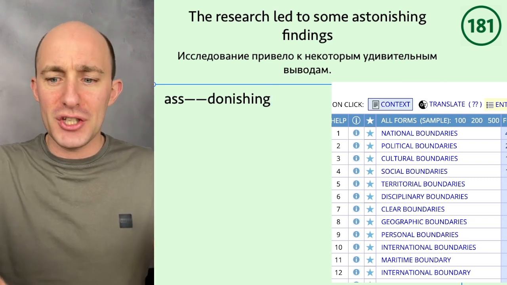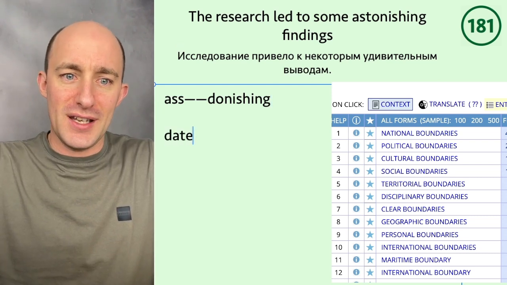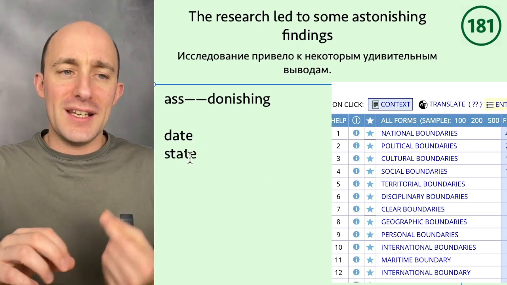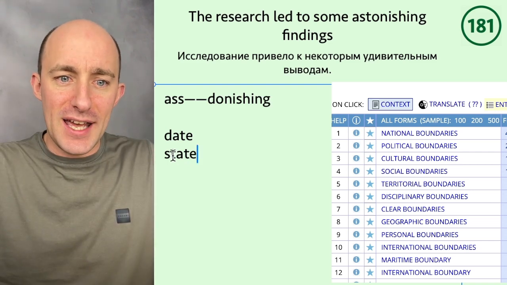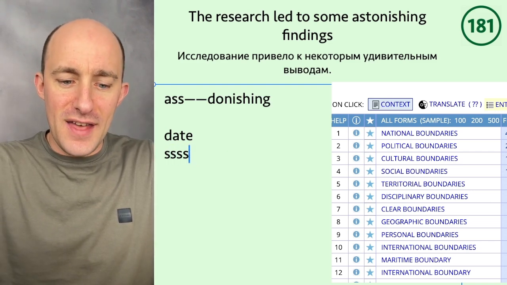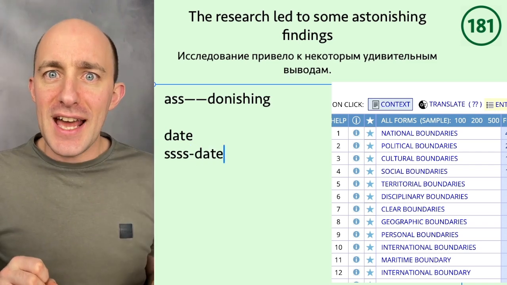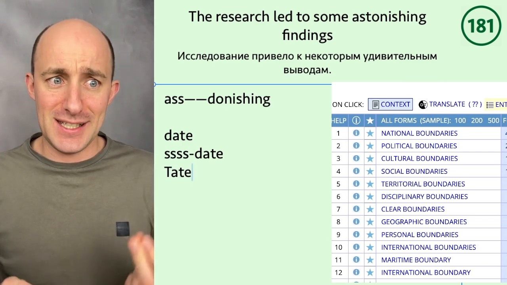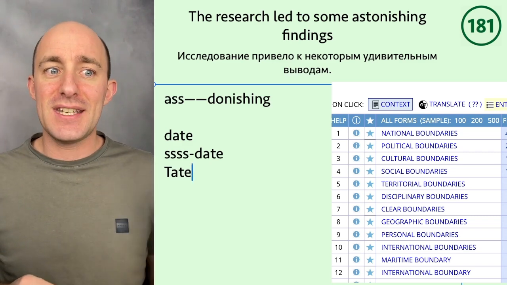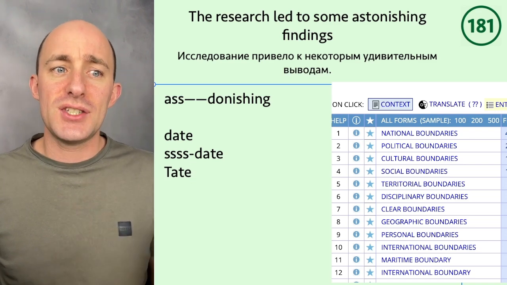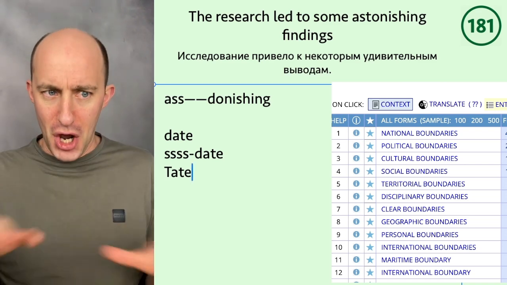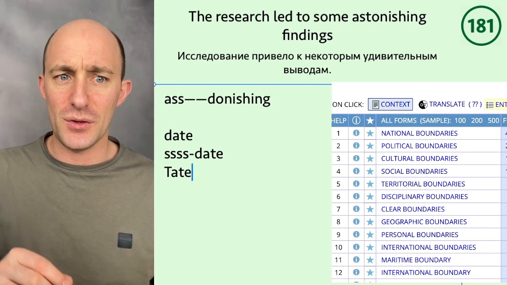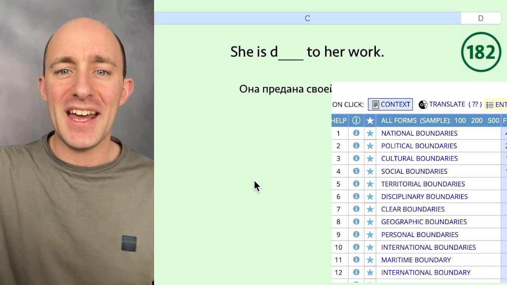Astonishing. And you can hear this if you compare the words, I don't know, date. When you say date, when we say state, it's a bit like saying s and then date. State. Whereas if I say tate, I don't say state, but state. Tate. Astonishing. No aspiration because it's after s. Astonishing findings. Wow. Next one.